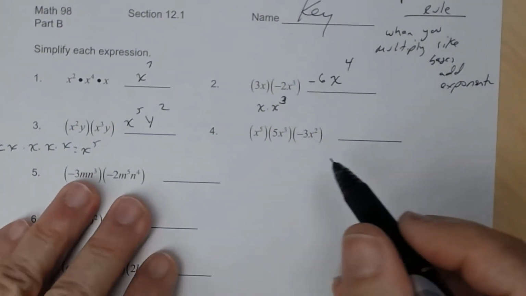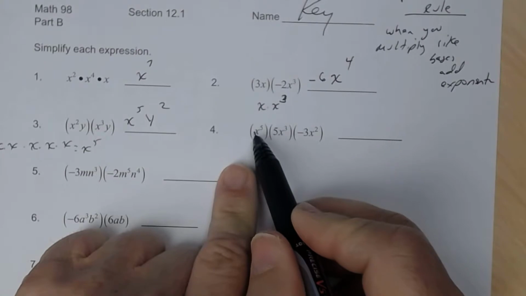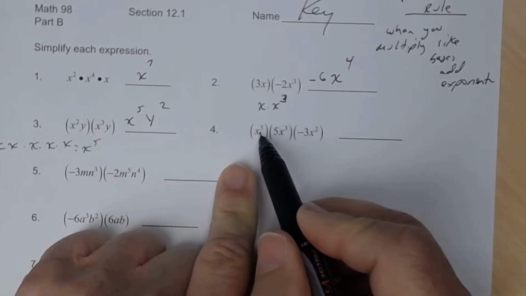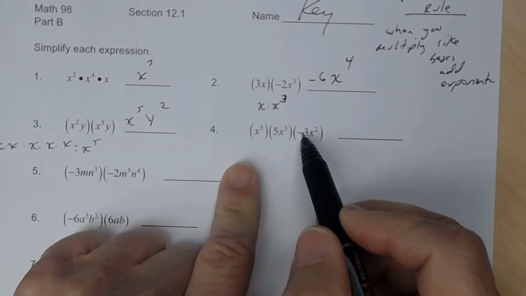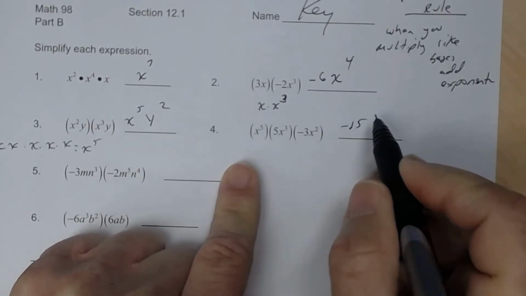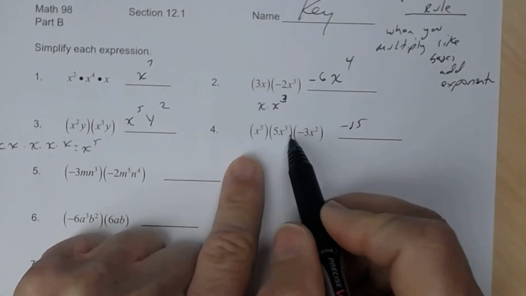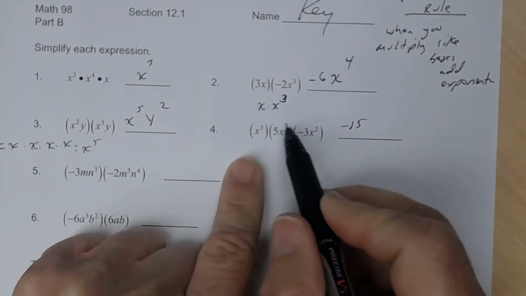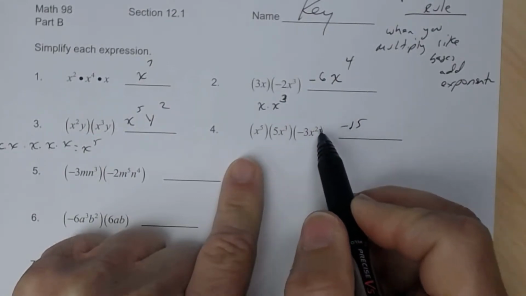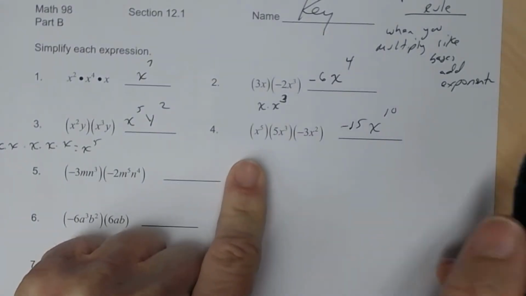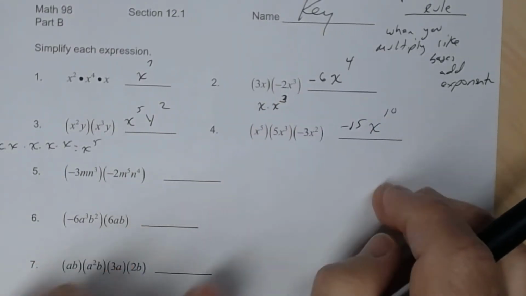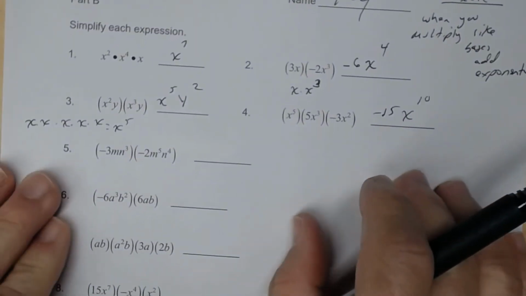All right, number 4. This coefficient here is understood to be a 1. That's 1x to the 5th. So 1 times 5 is 5. 5 times negative 3 is a negative 15. So x to the 5th times x cubed times x squared. So 5 plus 3 is 8. 8 plus 2 is 10. So I get negative 15, x to the 10th power. So all you're doing here is using the product rule with the variables.